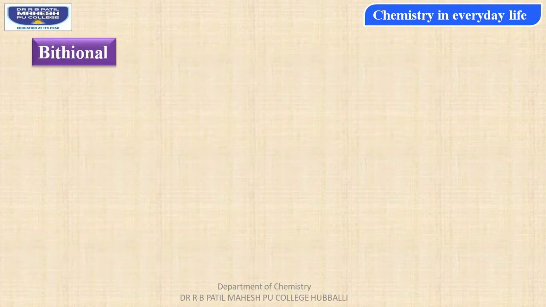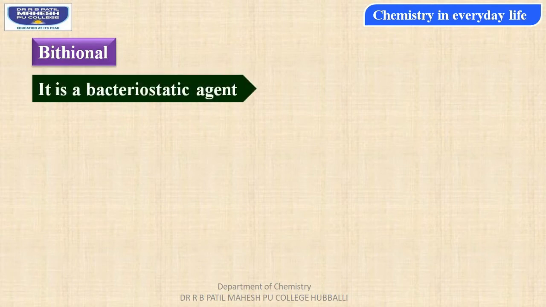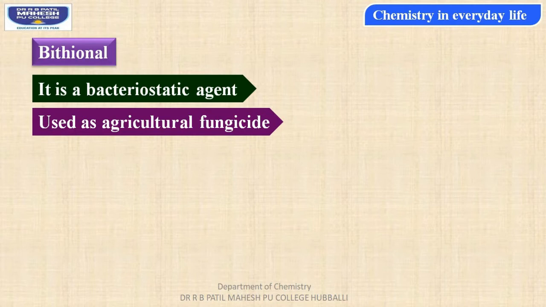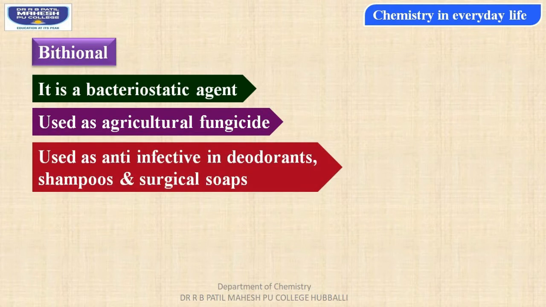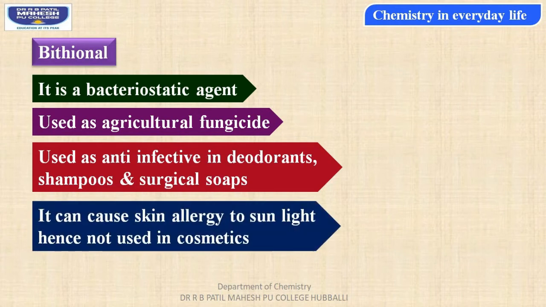Moving to the next one, Bithionol. It is a bacteriostatic agent. Means students, this would be inhibiting the growth of bacteria. It can be used as an agricultural fungicide for killing the fungal strains, and even used as anti-infective in deodorants, shampoos and surgical soaps. And students, Bithionol is not used in cosmetics due to the skin allergy when exposed to sunlight.